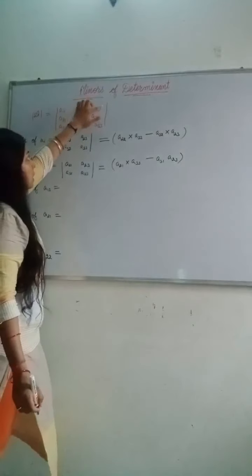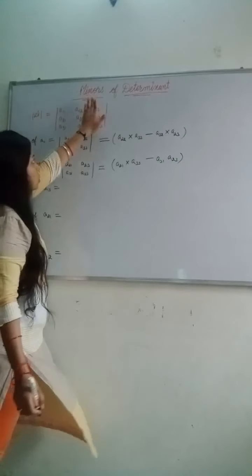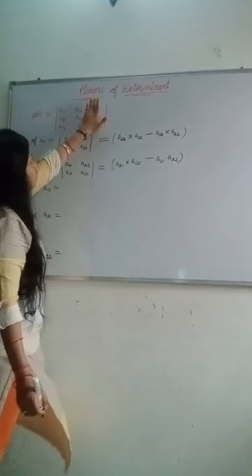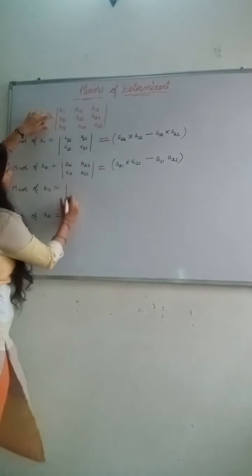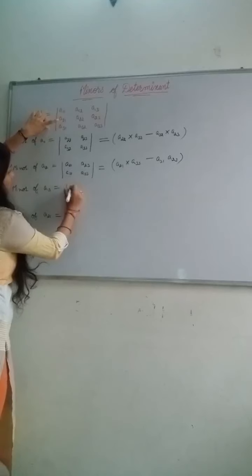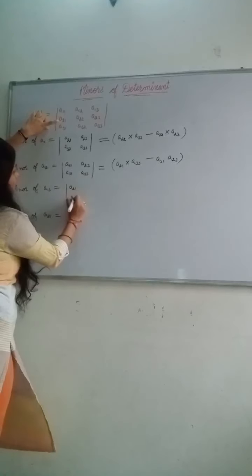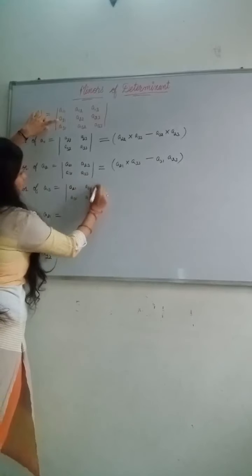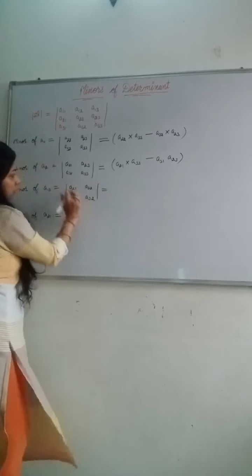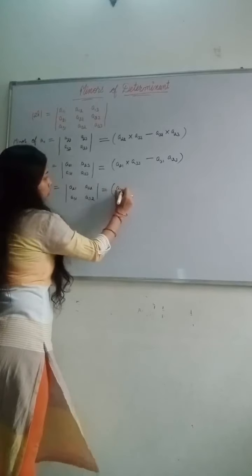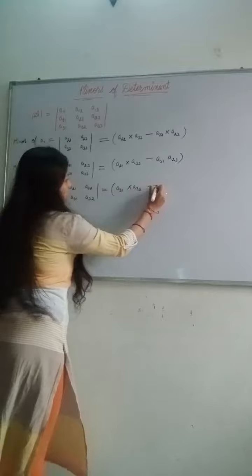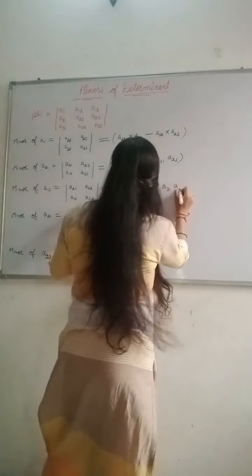Here this element comes in first row and last column. So I am going to skip this first row and last column. Put other elements within the determinant: A21, A31, A22, A32. Now do the multiplication here. A21 into A32. Subtraction sign. Multiplication of these two elements, A31, A22 element.